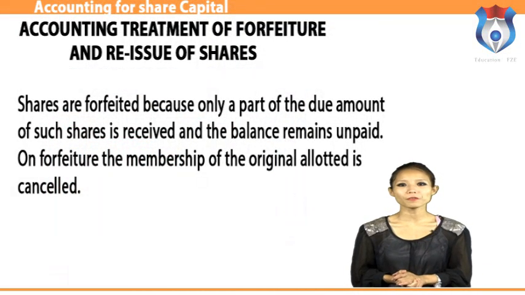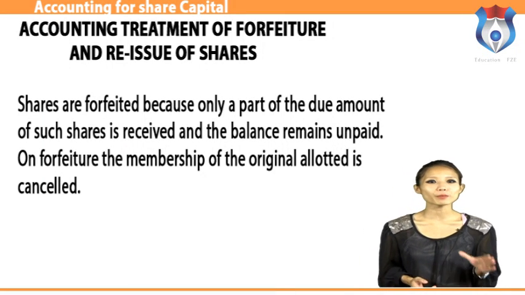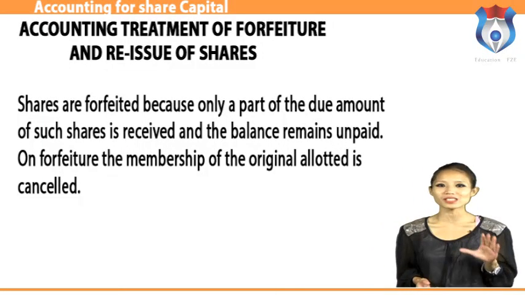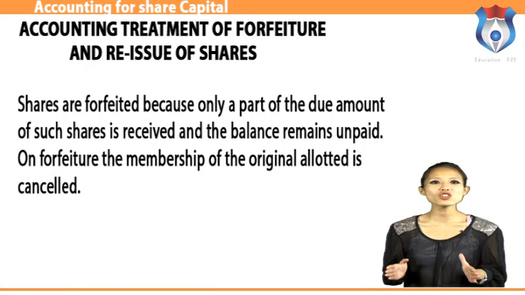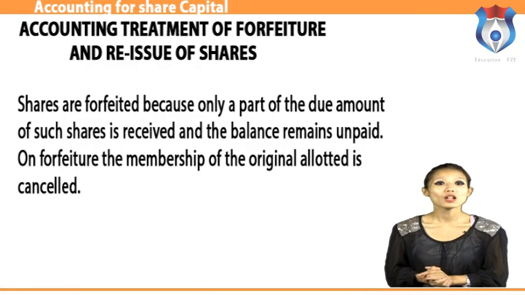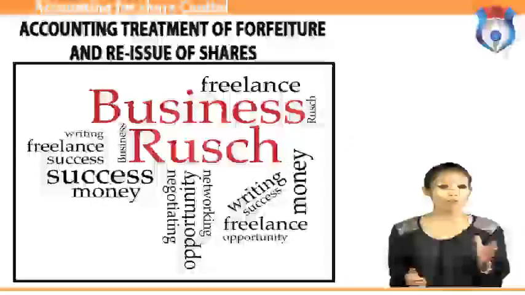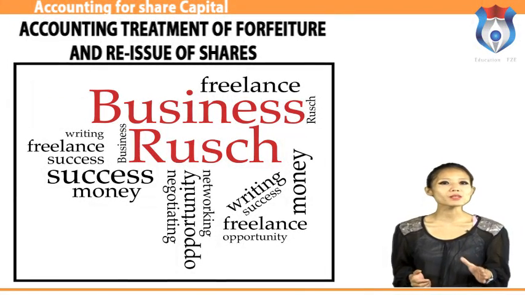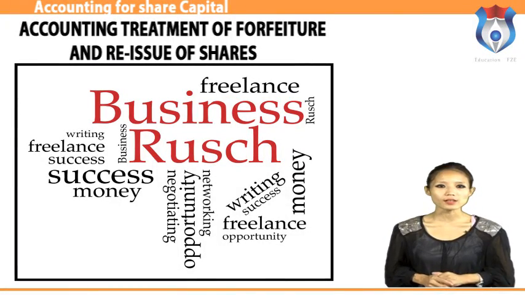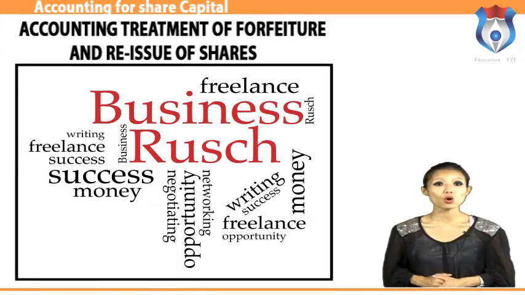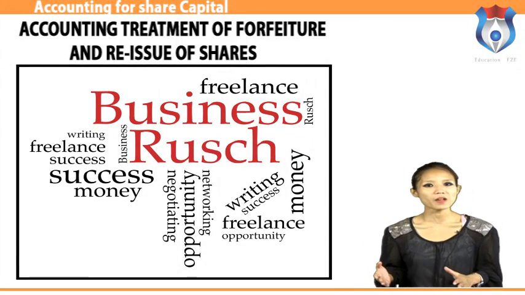Accounting treatment of forfeiture and reissue of shares. Shares are forfeited because only a part of the due amount of such shares is received and the balance remains unpaid. On forfeiture, the membership of the original allottee is cancelled. He or she cannot be asked to make payment of the remaining amount. Such shares become the property of the company. Therefore, the company may sell these shares. Such sale of shares is called reissue of shares. Thus, reissue of shares means issue of forfeited shares.